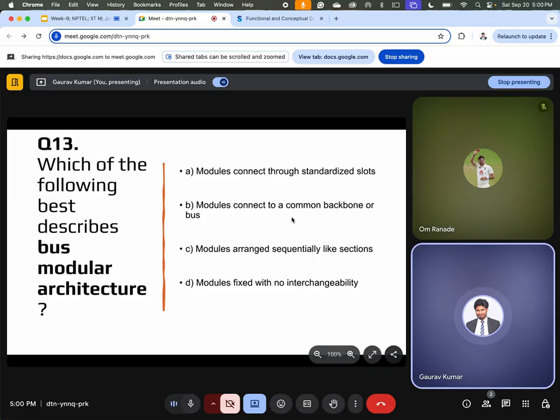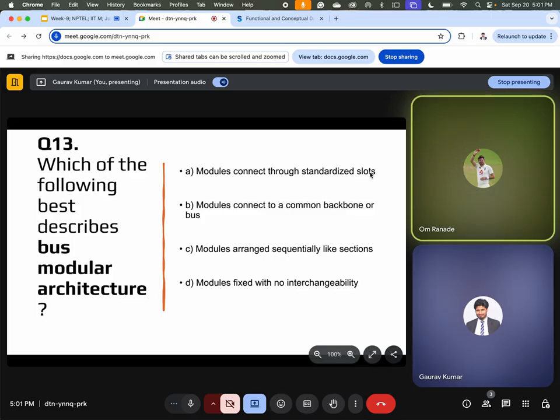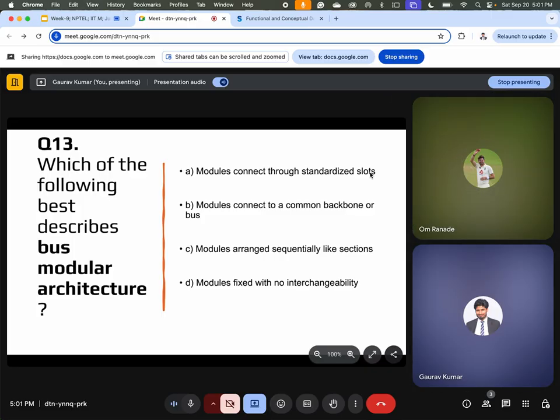So moving towards the next question, question number 13. Which of the following best describes bus modular architecture? Can you answer? B option. Okay, D option.